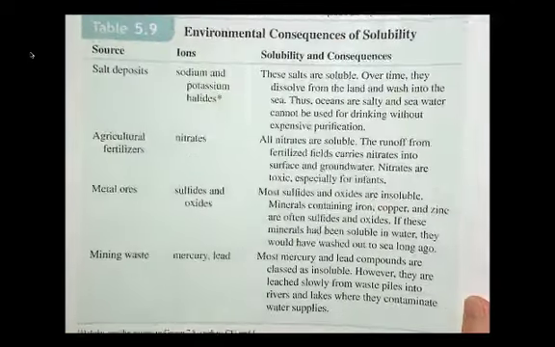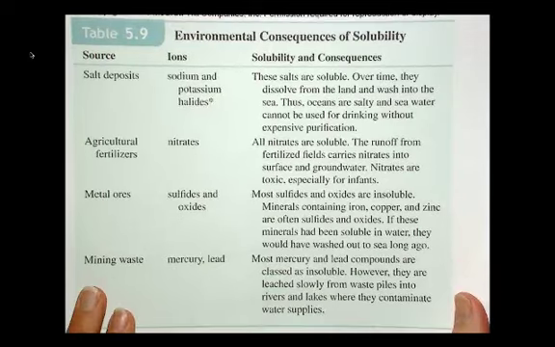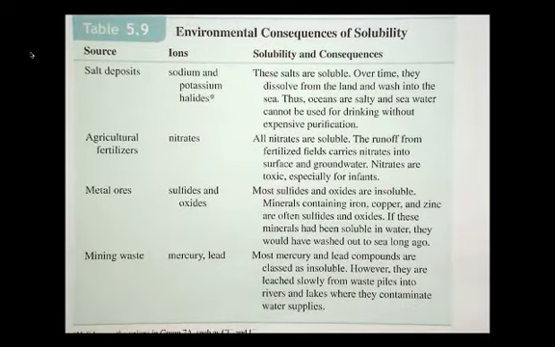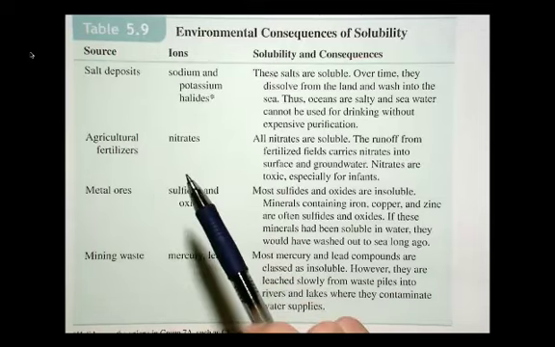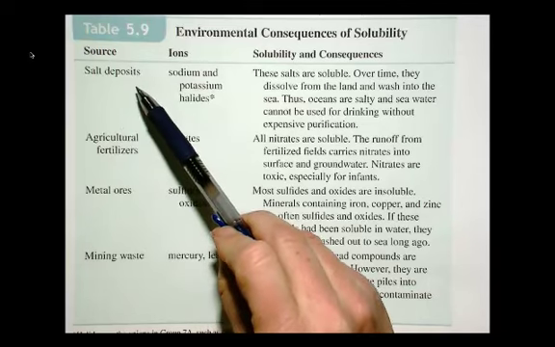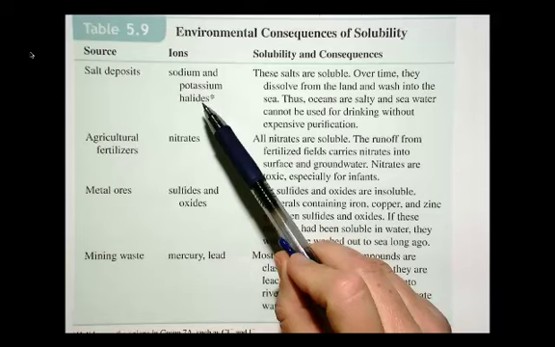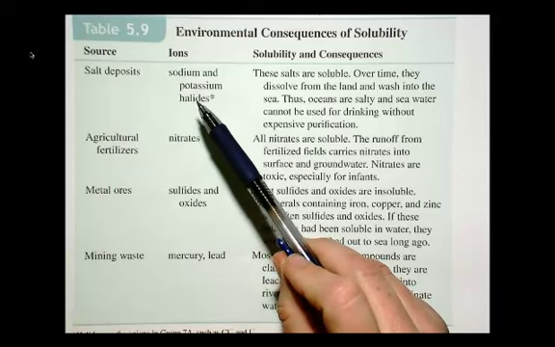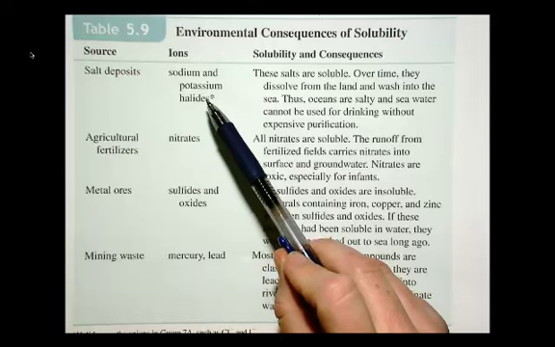And there are environmental consequences of this, as you can imagine. If water gets near a soluble salt that happens to be deposited in the earth, then it's going to dissolve it. For example, there are regions where there are salt deposits like sodium and potassium halides, sodium chloride, sodium iodide, potassium iodide.